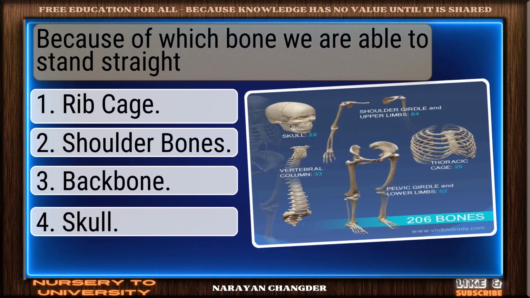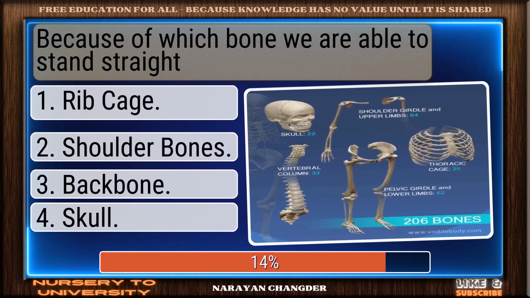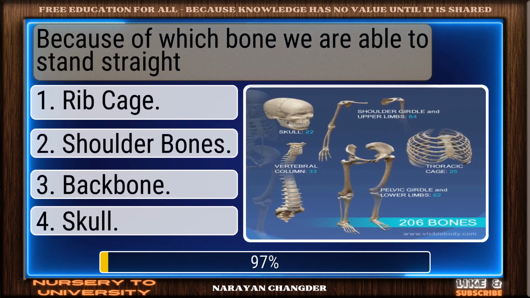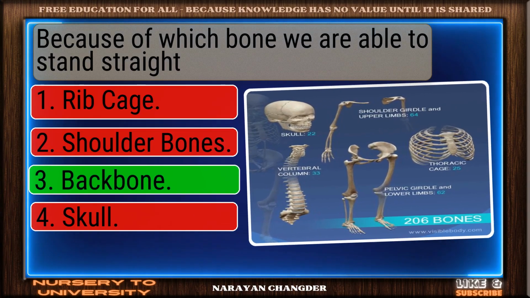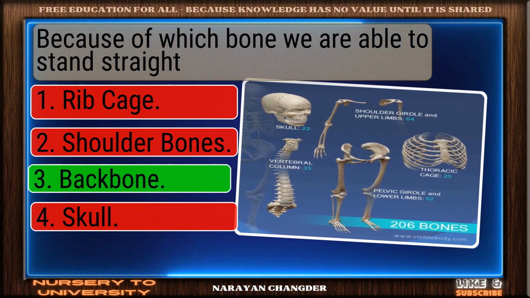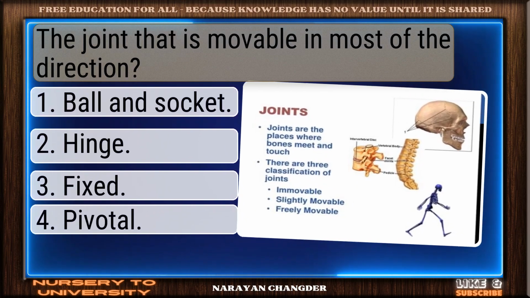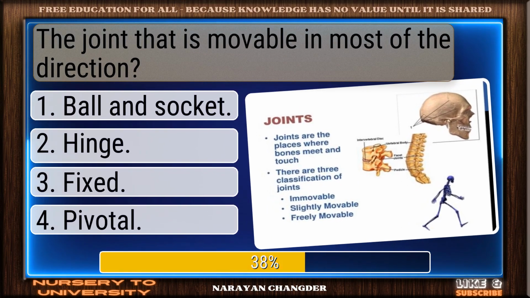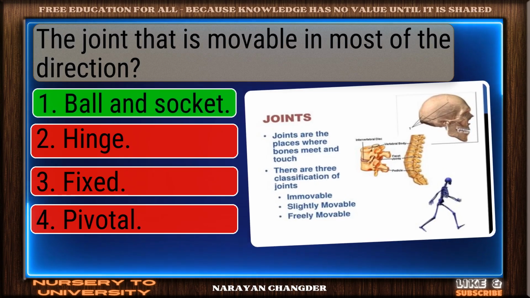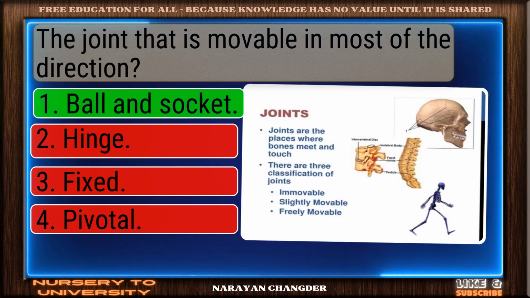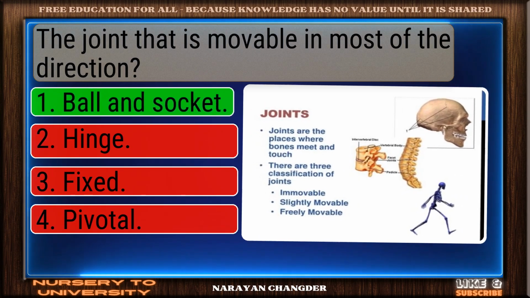Because of which bone we are able to stand straight? Strong choice. Backbone is the right answer. The joint that is movable in most of the directions. Well done. Ball and socket is the right choice.